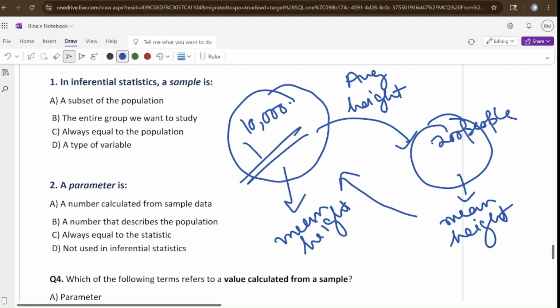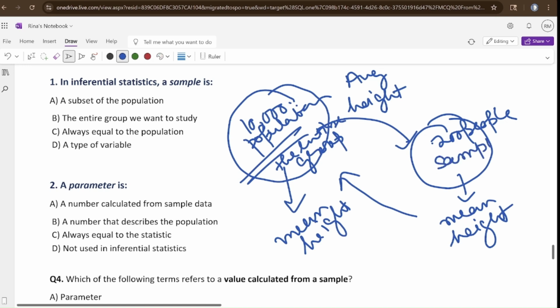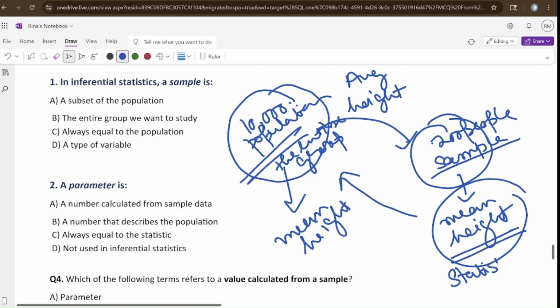Okay, so this complete thing is known as population, the entire group. Okay, the entire group what you want to study, and this is sample. That means some people you have taken for measuring. Okay, so this is known as sample, and for sample this is called statistic, whatever it is, mean, median, mode, anything else. And for population this is called parameter. The same thing, but for population it is known as parameter, for sample it is known as statistic. Okay, this is the basic thing we know.